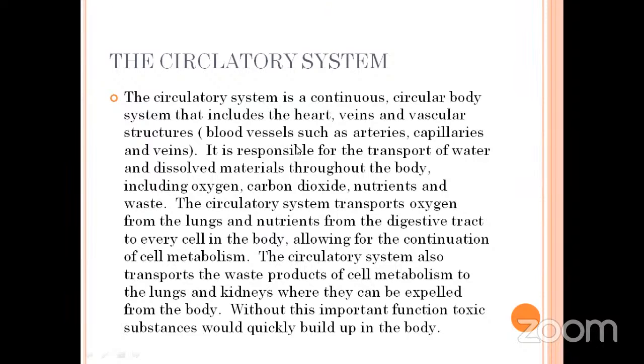It is responsible for the transport of water and dissolved materials throughout the body, which includes oxygen, carbon dioxide, nutrients, and waste. This system transports oxygen from the lungs and nutrients from the digestive tract to every cell in the body, allowing for the continuation of cell metabolism. The circulatory system also transports the waste products of cell metabolism to the lungs and kidneys where they can be expelled from the body. Without this important function, toxic substances would quickly build up in the body.